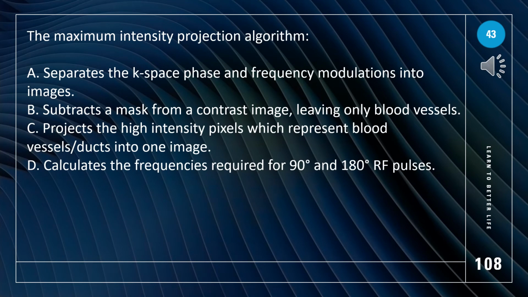The maximum intensity projection algorithm A. Separates the K-space phase and frequency modulations into images. B. Subtracts a mask from a contrast image, leaving only blood vessels. C. Projects the high-intensity pixels which represent blood vessels, ducts into one image. D. Calculates the frequencies required for 90 degrees and 180 degrees RF pulses. The answer is C.